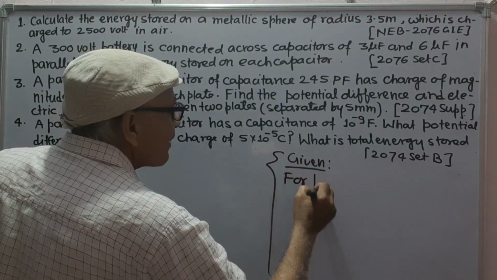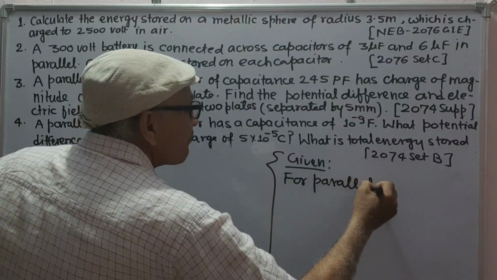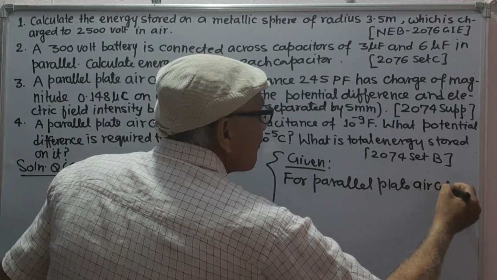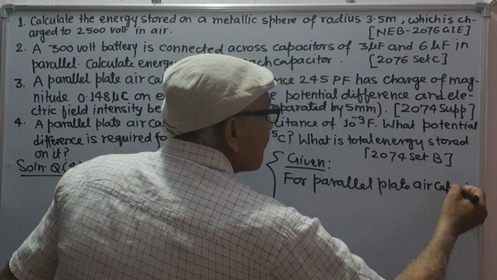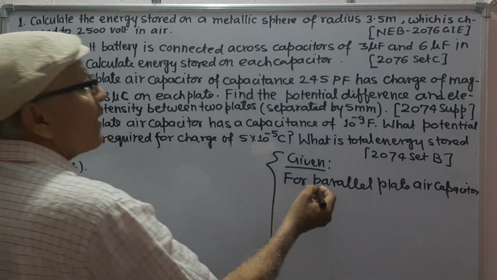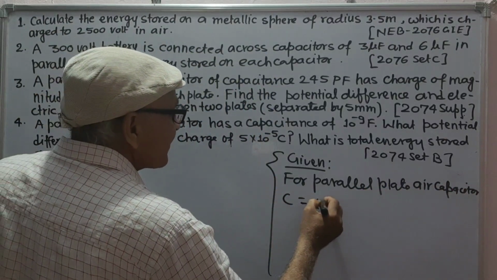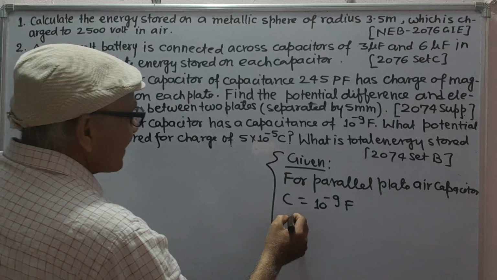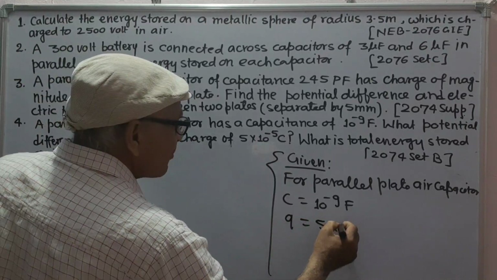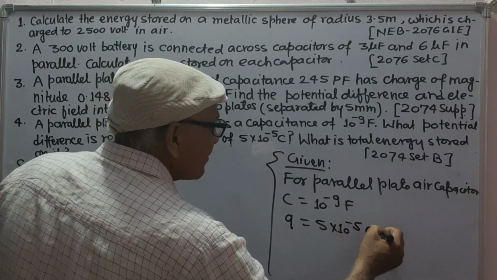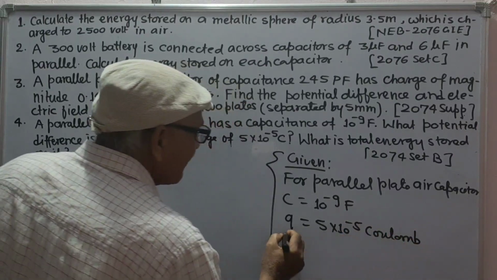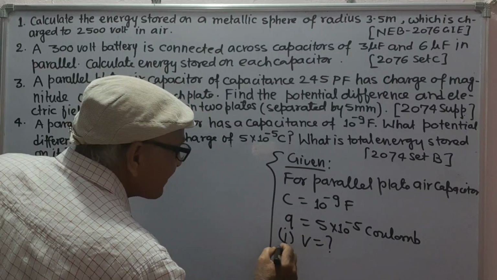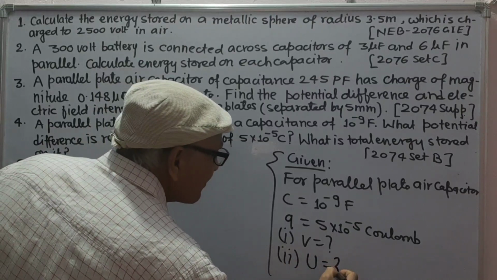For parallel plate air capacitor, C is given to be 10 to minus 9 farad. Charge Q is equal to 5 into 10 to minus 5 coulomb. We have to find V, potential difference, and we have to find the energy stored.